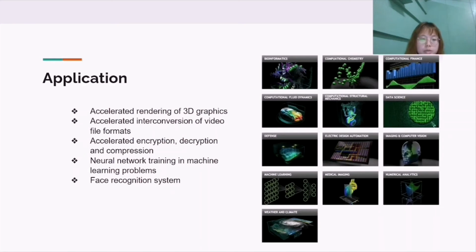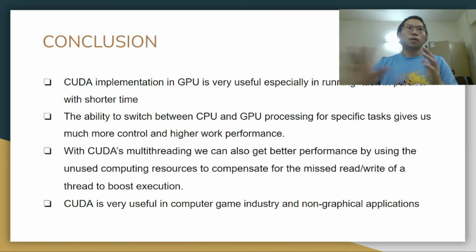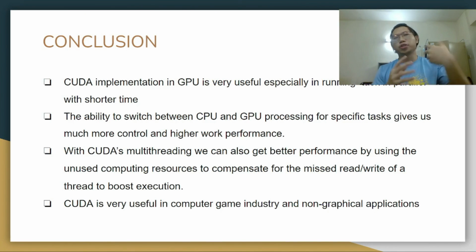CUDA can be used in neural network training in machine learning problems and in face recognition systems. As a conclusion, CUDA implementation in GPU is very useful, especially in running tasks in parallel in a shorter time. The ability of CUDA to switch between CPU and GPU processing for specific tasks gives us much more control and enables us to have higher work performance.